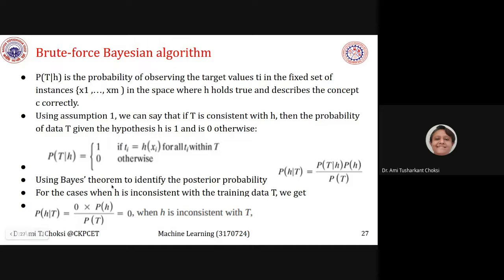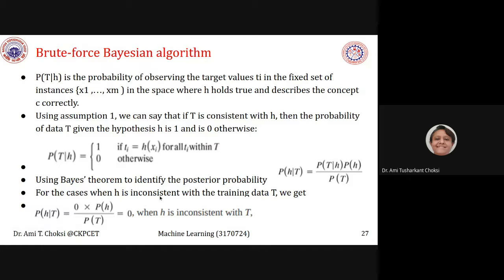Using the Bayes theorem to identify the posterior probability, we have P(h|T) equal to P(T|h) into P(h) upon P(T). This is always the case, isn't it? For the cases when h is inconsistent with the training data T, we get P(h|T) equal to 0, that is, P(T|h) into P(h) upon P(T) will be equal to 0.